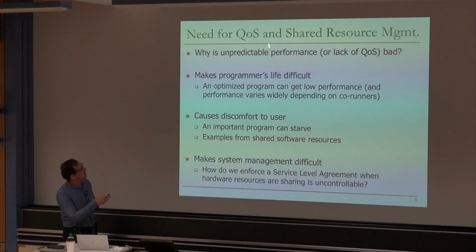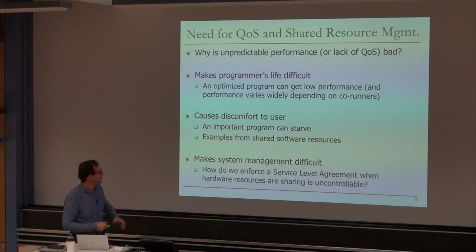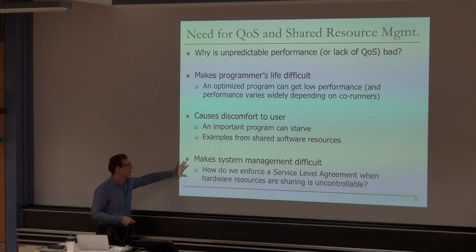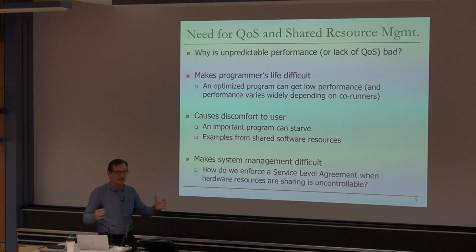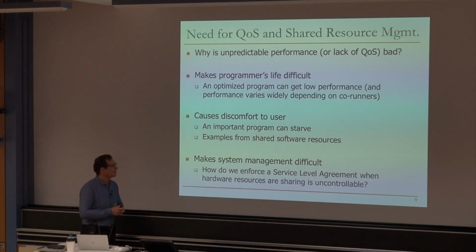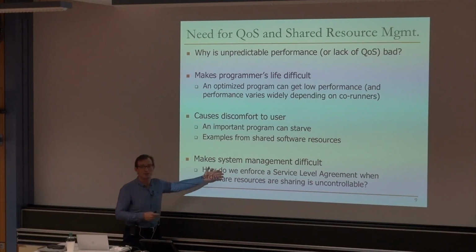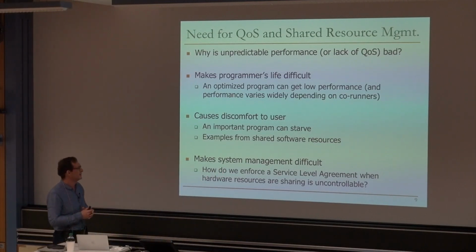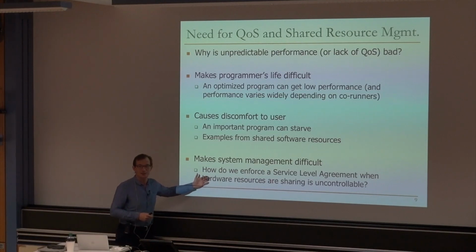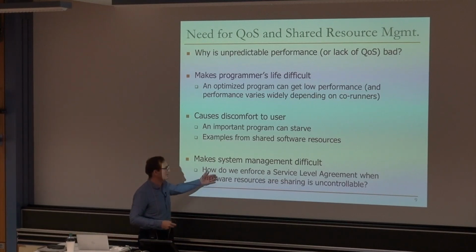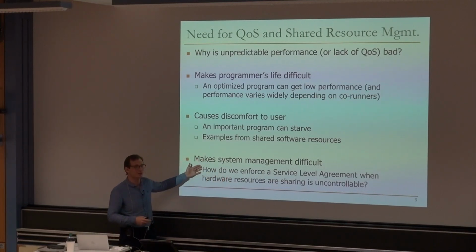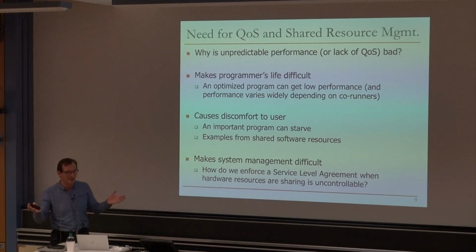Okay, so if you don't have quality of service and good shared resource management, this also makes system management more difficult. So, for example, if you're running a data center and you want to maximize your efficiency, and you put together multiple different virtual machines or applications, and you want to guarantee service level agreements for all of those virtual machines or applications. But if your hardware resource sharing is not controllable, if hardware is not really satisfying some particular performance guarantee that you want, then you have a problem, because you promise some service level agreement to people who send you jobs, and the hardware itself is unfairly prioritizing some other job, right?